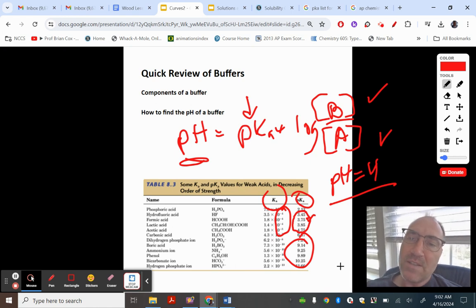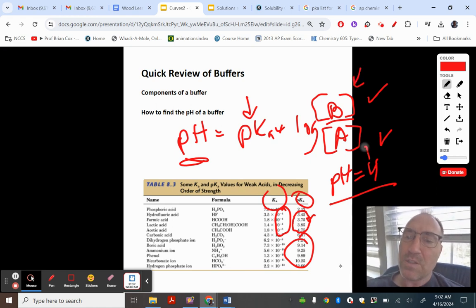And what that means is these values will be pretty much close to each other. The acid and the base will be, that's what you want. You want a lot of acid and a lot of base in your buffer because then it can resist change to pH.